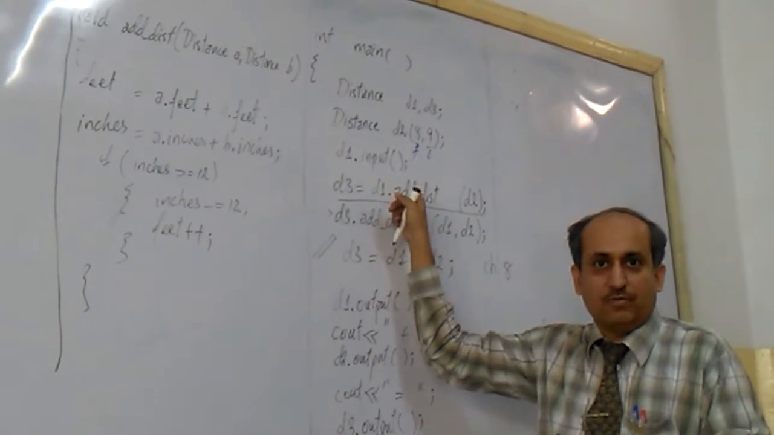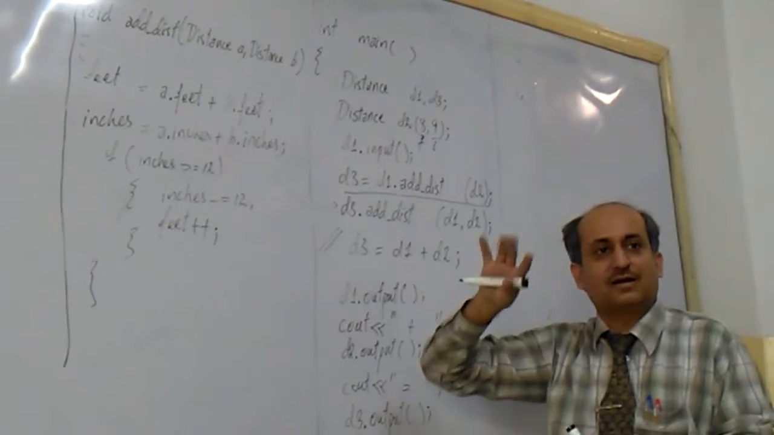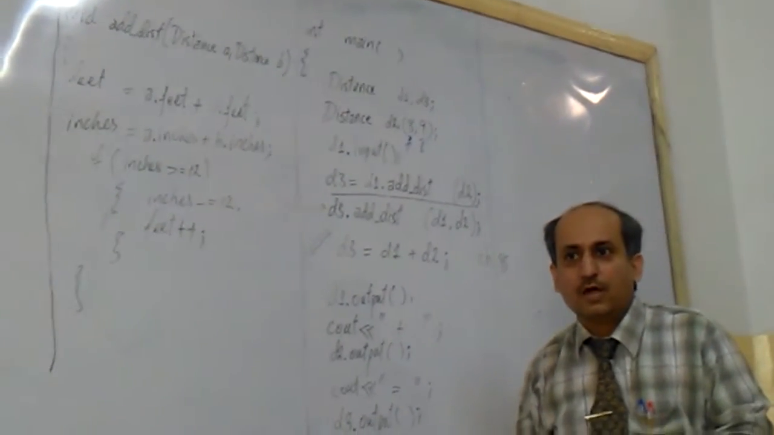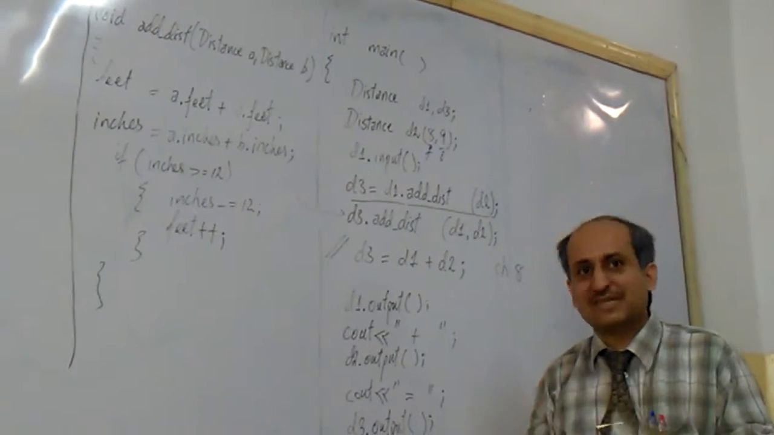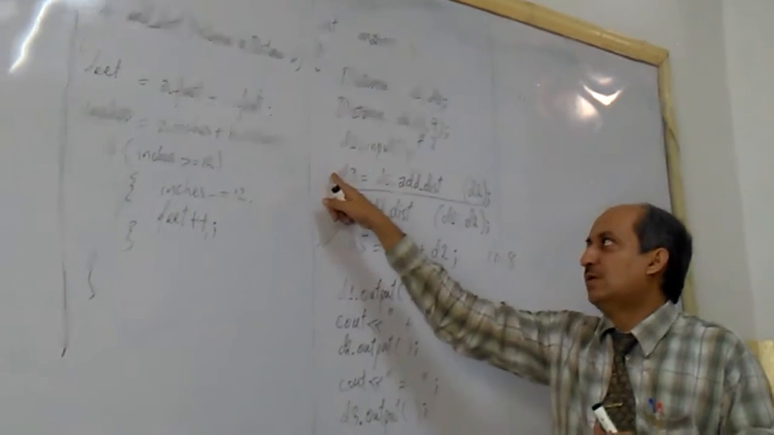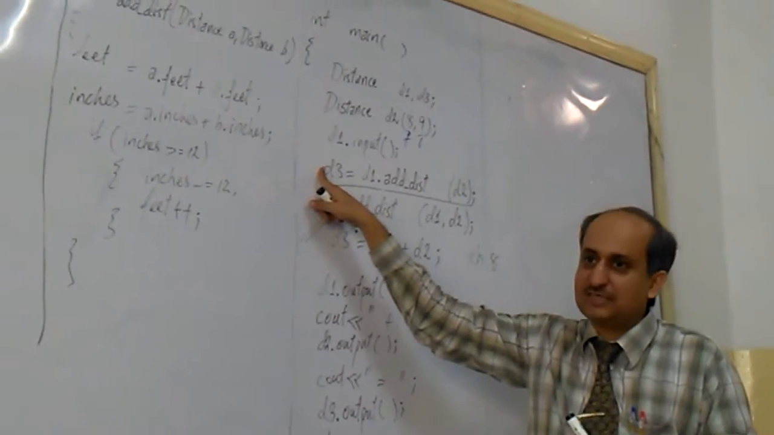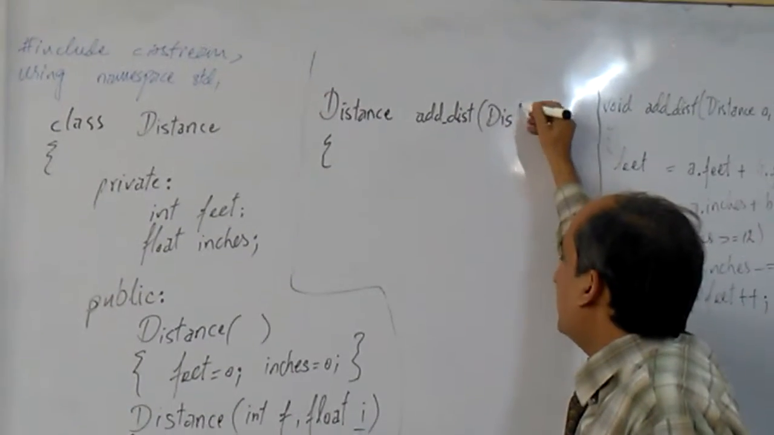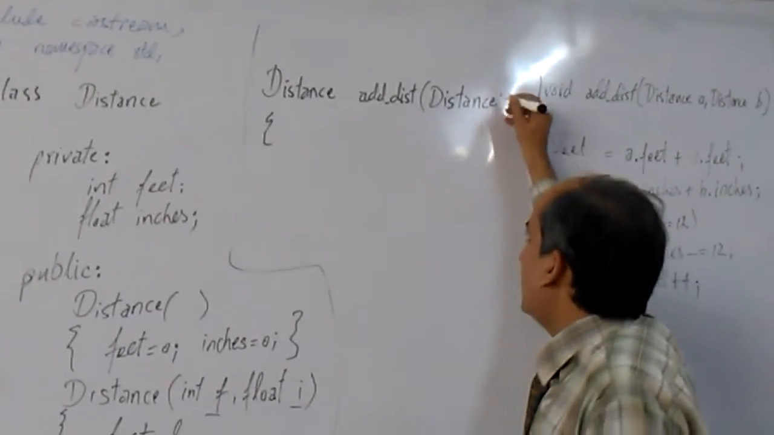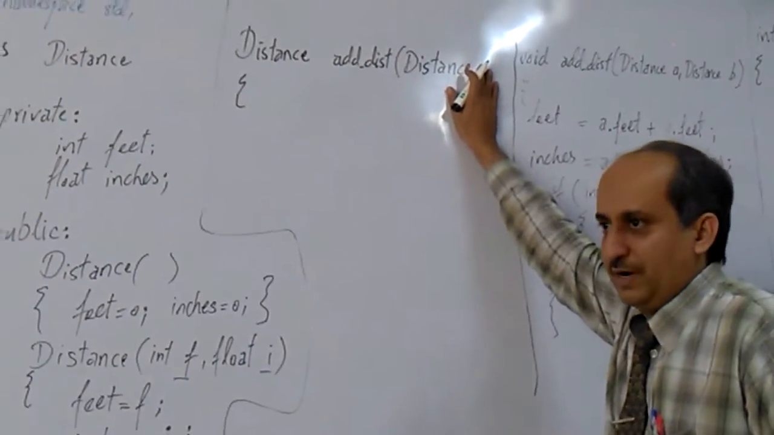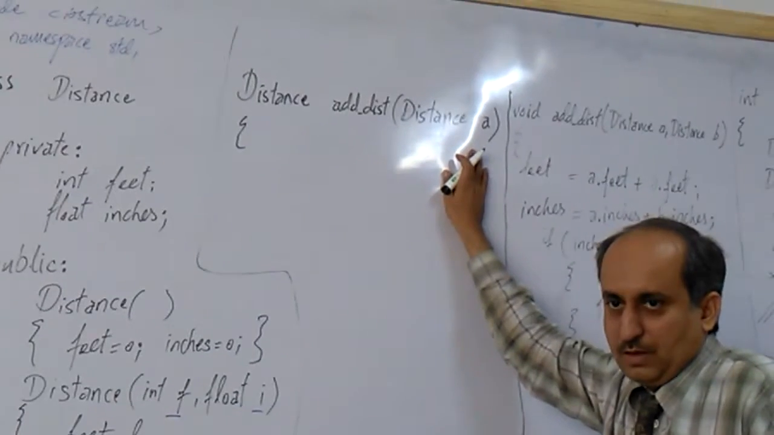If we returned void over there, then the computer will not allow us to run the program. Void cannot be assigned to any variable. We must return a distance type value, the same type of which this variable or object is. That is the distance class. So this addDistance function is just taking one object of distance class as argument.